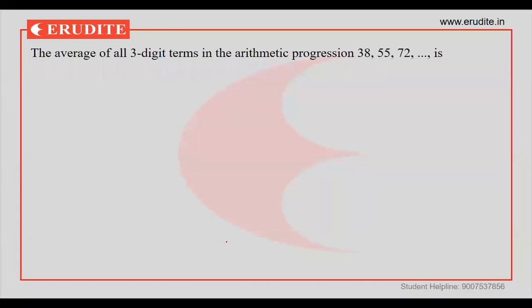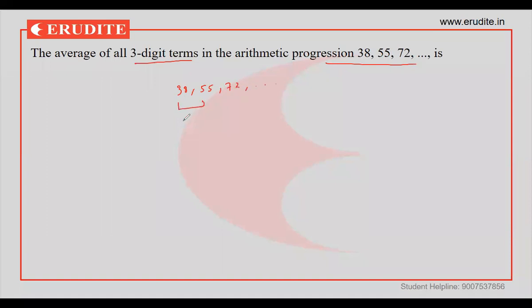Hello everyone. So we are going to discuss this question. This question came in CAT 2022 slot 3 paper. So what they are saying is that we have to find the average of all the 3-digit numbers of this arithmetic progression. So the series is 38, 55, 72 and so on.